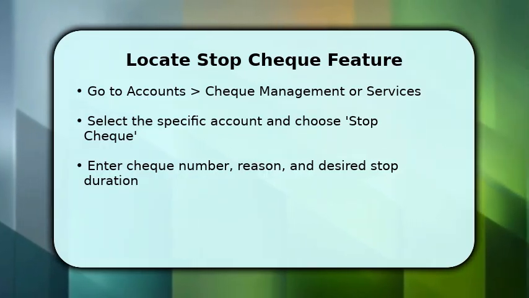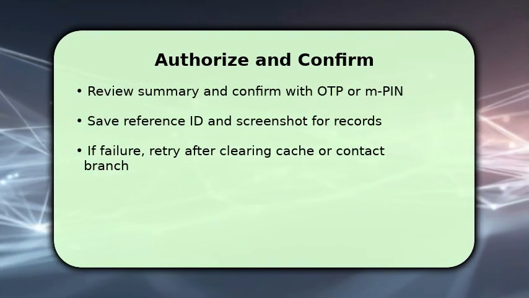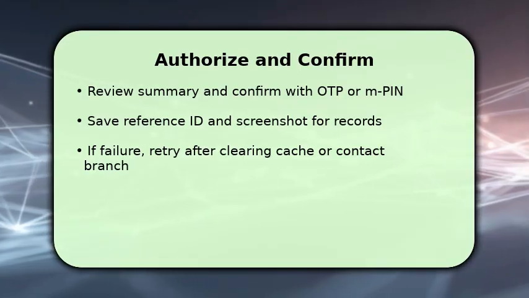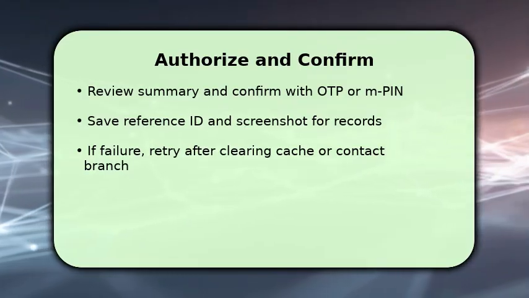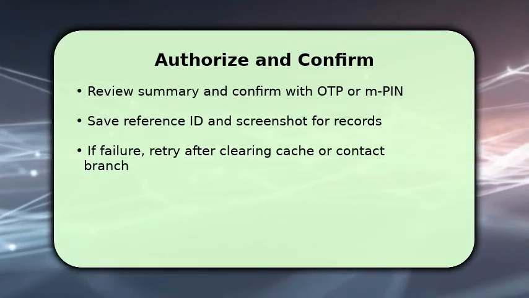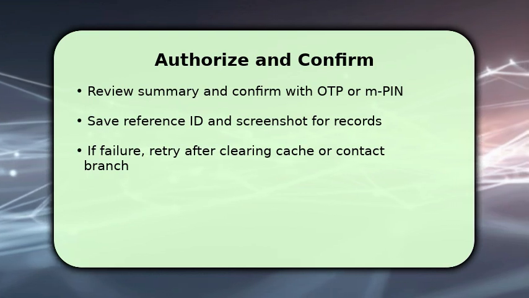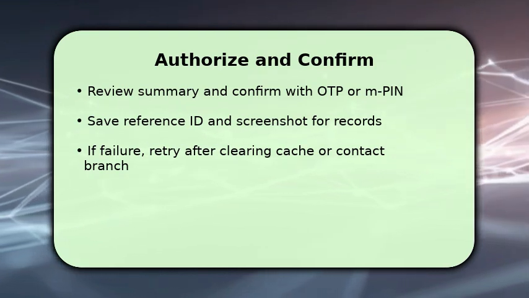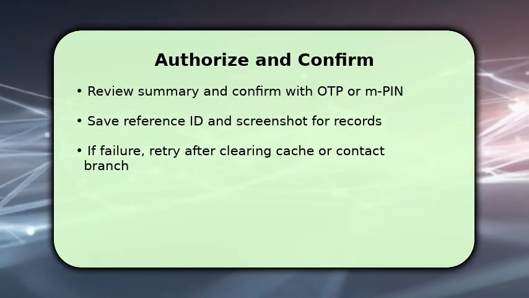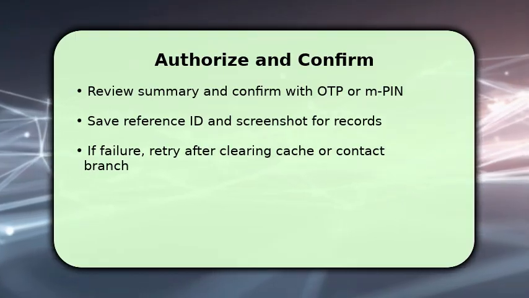You finish by authorizing the stop request. Review the summary, then confirm using OTP or your MPIN. After successful submission, note the reference ID and take a screenshot. These prove the instruction was sent. Make sure you receive an in-app confirmation and SMS alert.